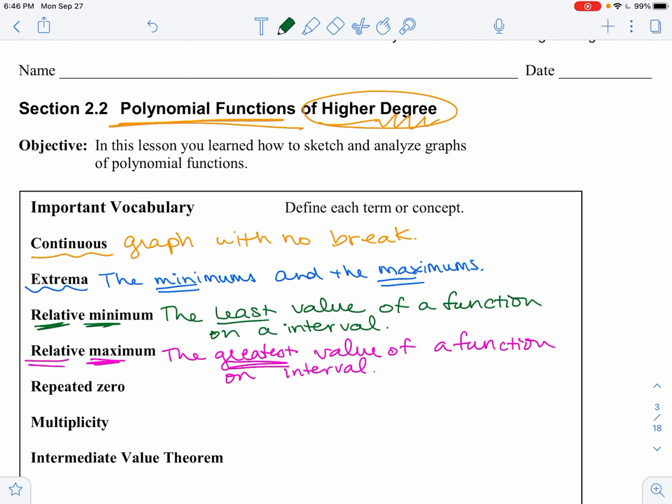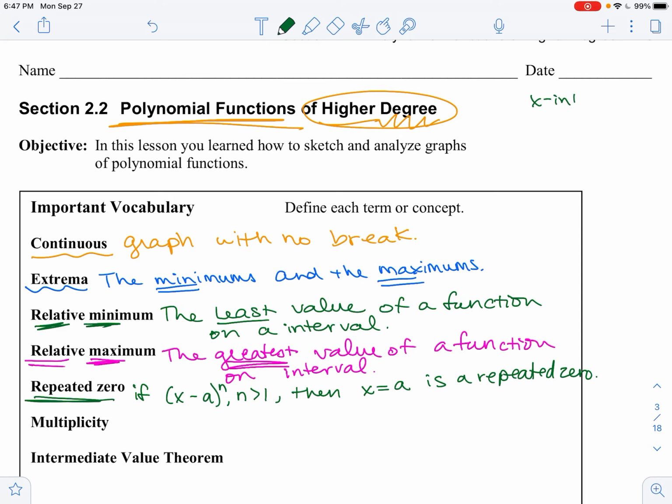A repeated zero is used like this. Let's say there's some factor, x minus some number, and we don't know what the degree is. It could be to the first, to the second, to the third, we don't know. As long as n is greater than 1, then x equals a is a repeated zero. And keep in mind that the x-intercept is also known as a zero, a solution, and a root. So don't forget that if you don't have that written down yet.